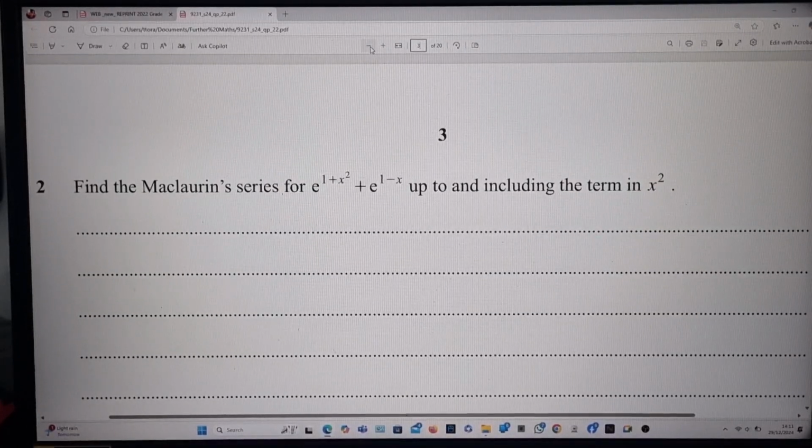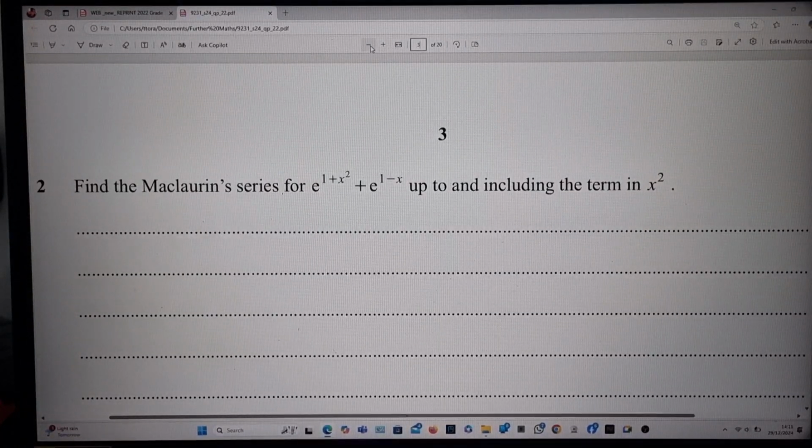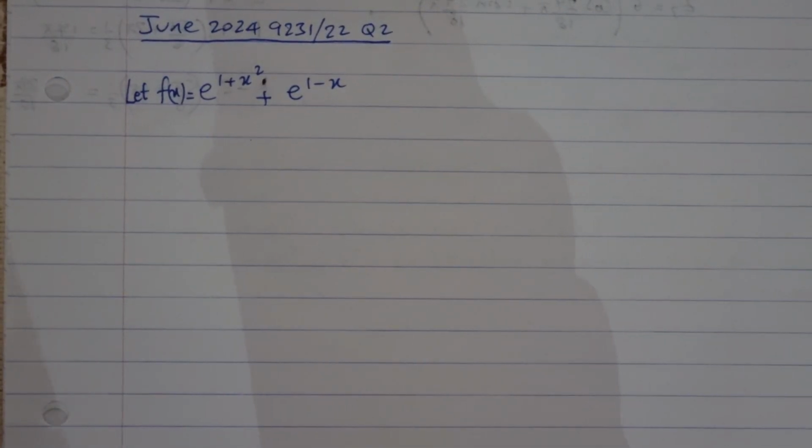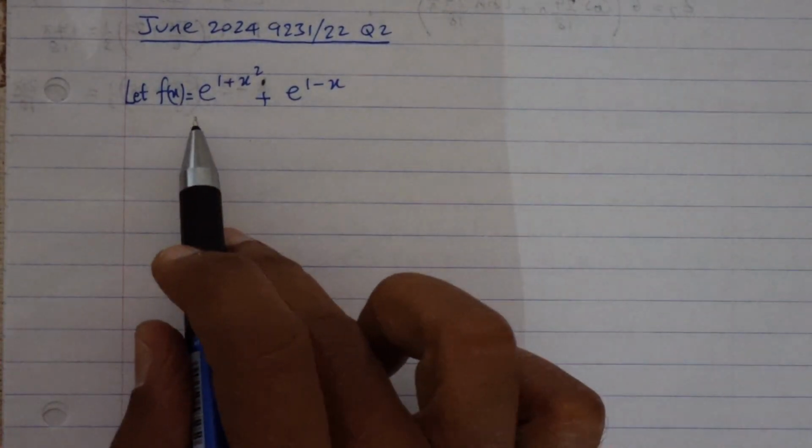Hi, find the Maclaurin's series for e to the power 1 plus x squared plus e to the power 1 minus x, up to and including the term in x squared. Okay, to be able to do a question like this, I'm going to say let f(x) be equal to all of that expression over here.